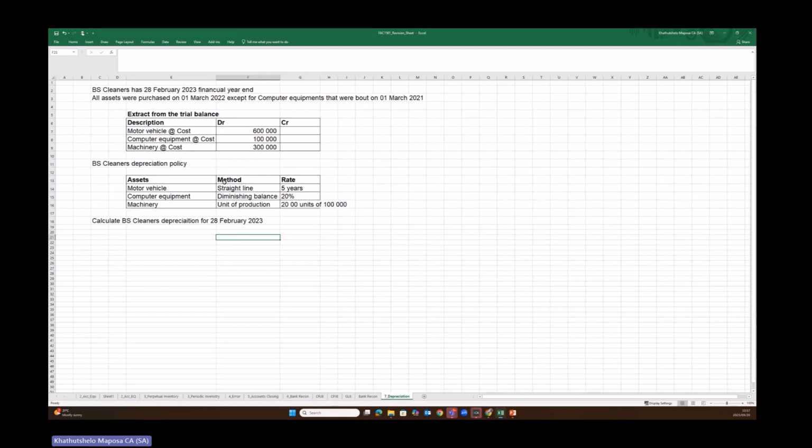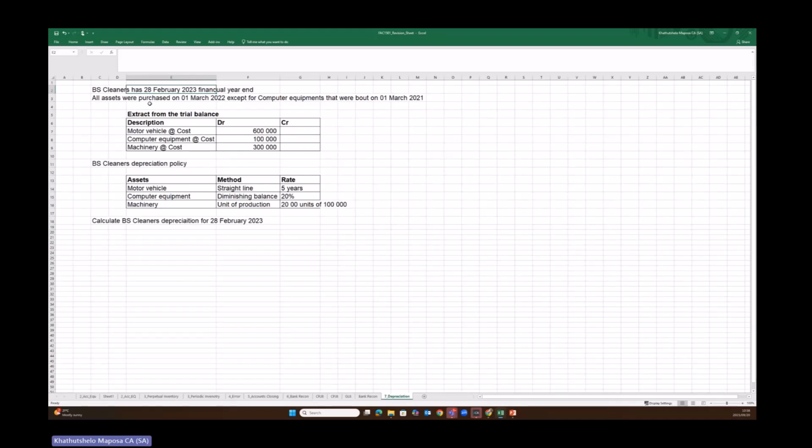I've prepared a simple question here which says BS Cleaners, 28 February 2023 financial year. This is very important. The dates are very important in accounting. Our financial year end is ending when? 28 February 2023. It means it started when? It started on 1 March 2022. You must just put that in the back of your mind: if it's ending 31 December, it means it started 1 January the previous year. If it's ending 31 March, it means it started 1 March the previous year, etc., etc.